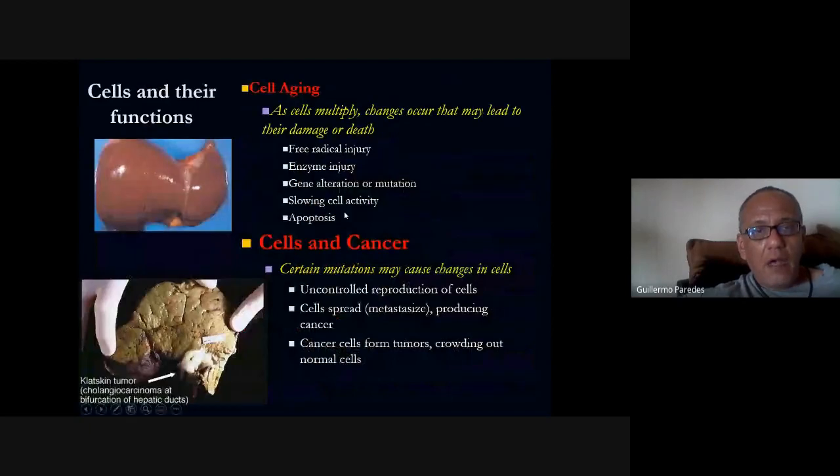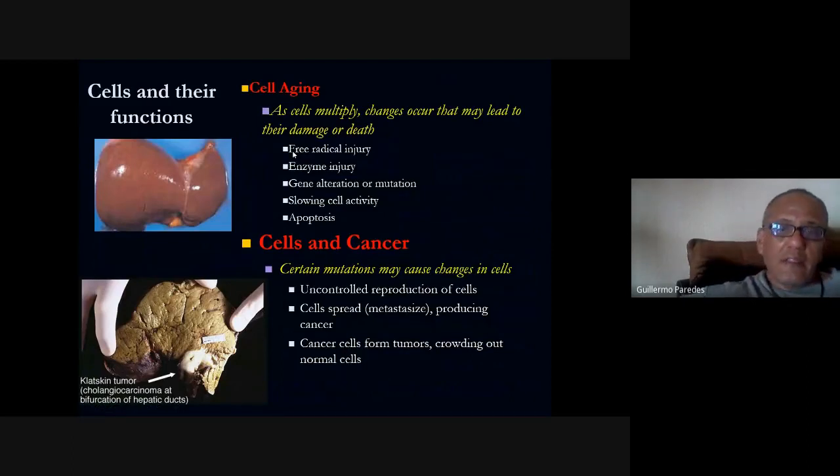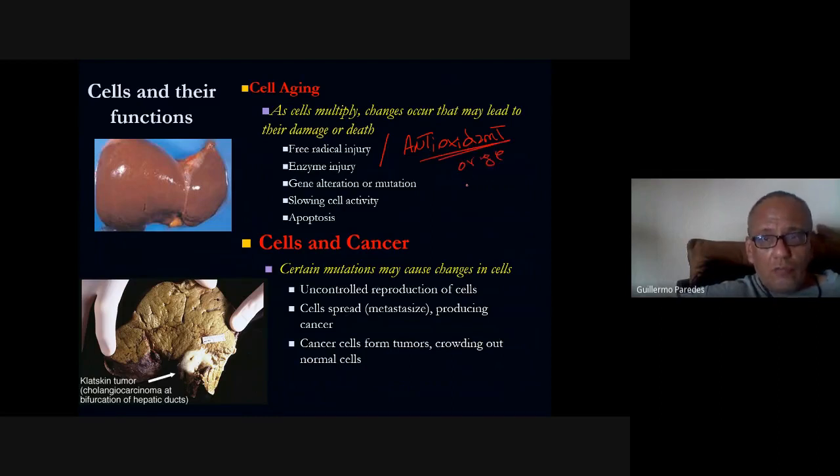Here we have cell aging. First of all, just remember the free radicals. Free radicals are very bad. What is the opposite of free radicals? The antioxidants. Very important, right? Remember the antioxidants. Take your antioxidants. What are antioxidants? Orange juice, fruits, vegetables.